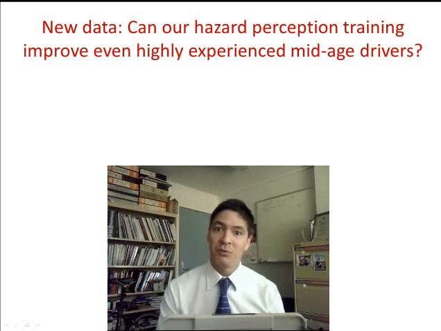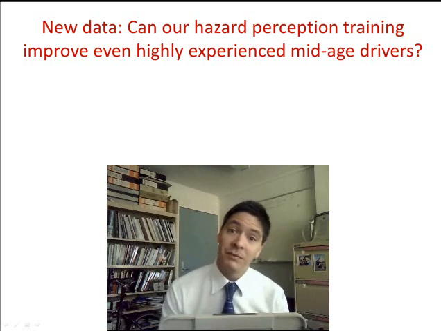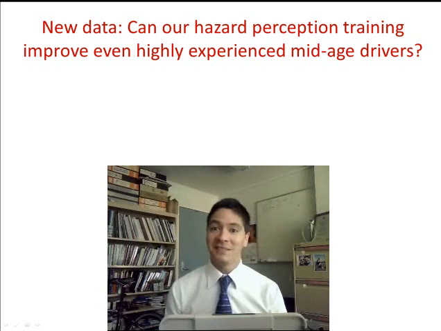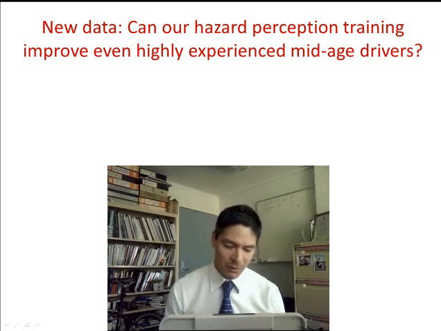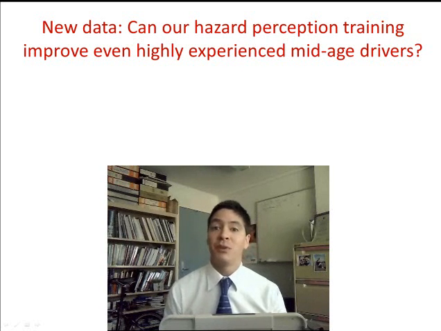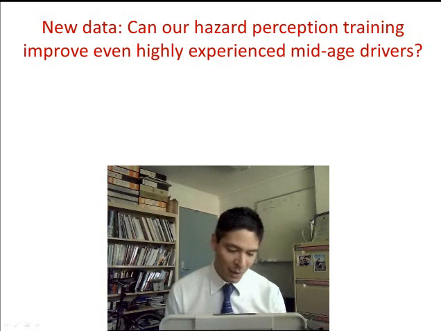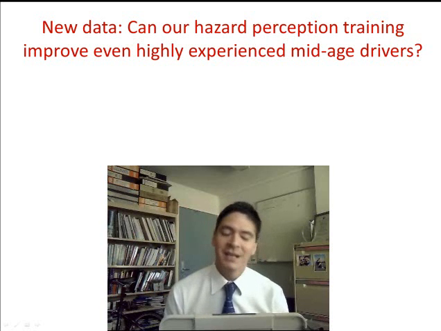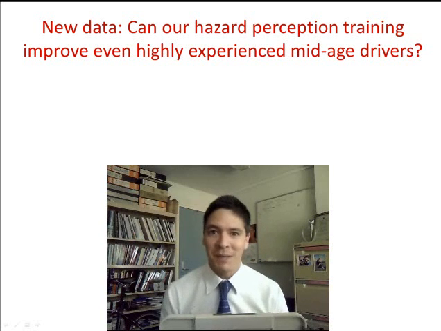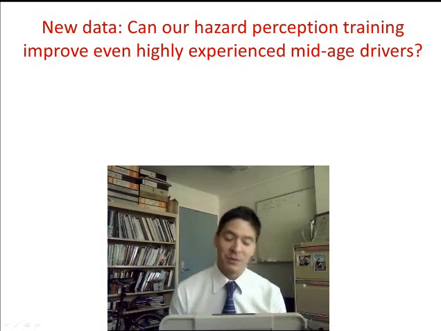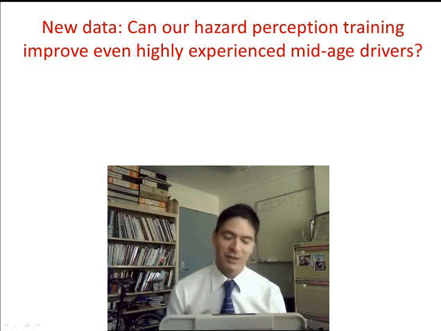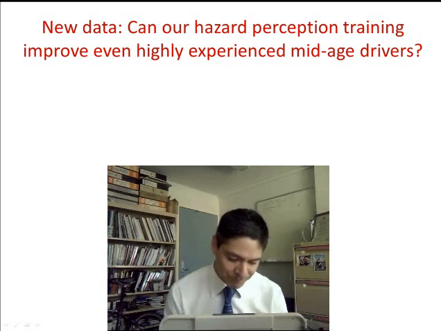It's one thing to improve the skills of people we know to be very poor at hazard perception, i.e. young drivers. However, the study I want to show you now was an attempt to see whether we could improve the hazard perception response times of the driver group at the absolute height of their hazard perception powers, namely highly experienced mid-age drivers. That is, people with decades of practice in anticipating hazards, whose hazard perception response times have not yet begun to slow with old age.